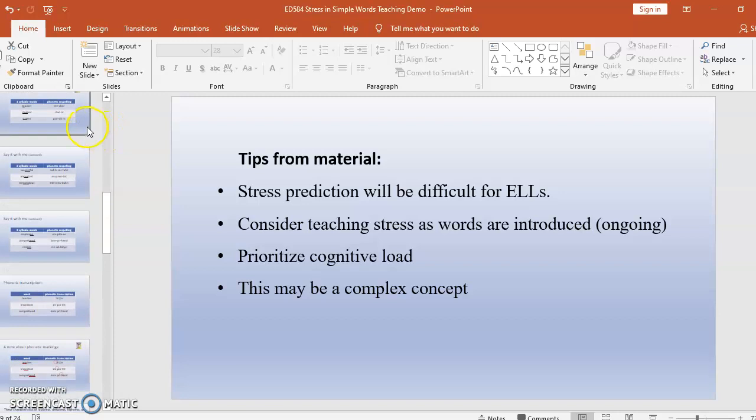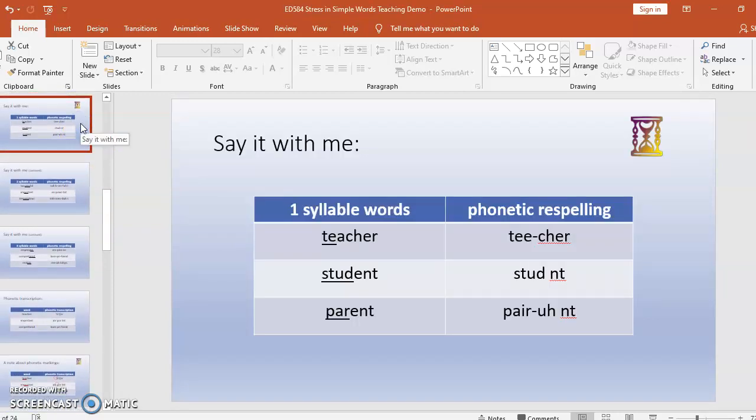Okay, so remember that we are going to look for the stressed syllable when we say these words. And if you see, again, this icon here, go back and refer to the Word document and go to the next worksheet. So teacher, student, parent. And this is the phonetic spelling. I got the phonetic spelling from dictionary.com.